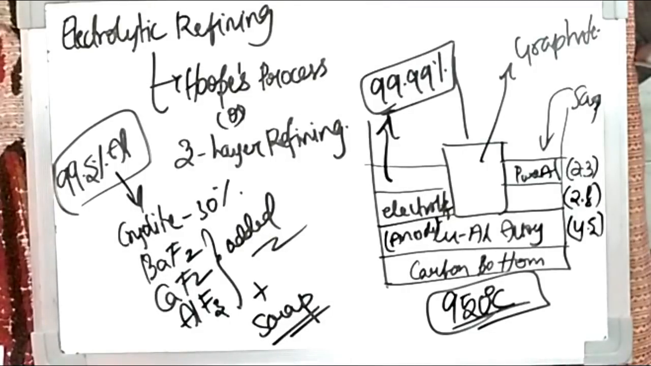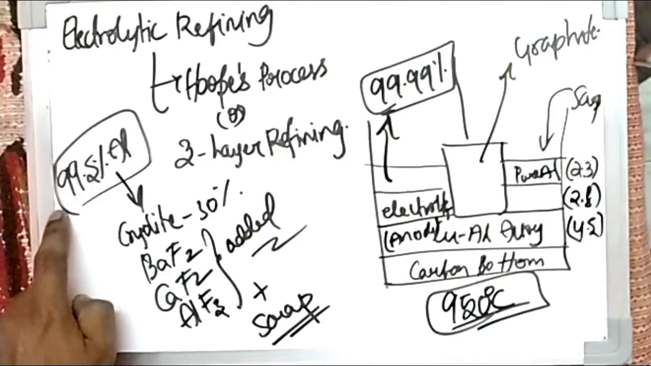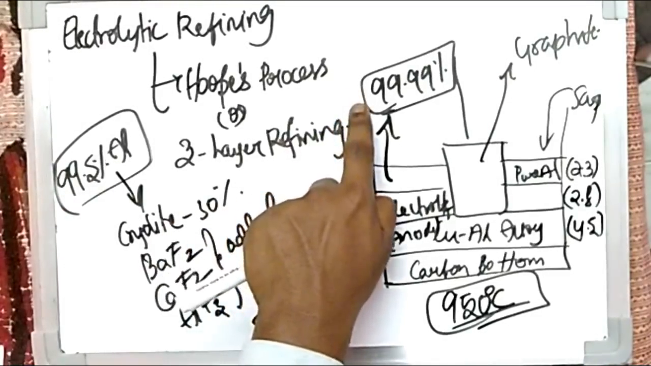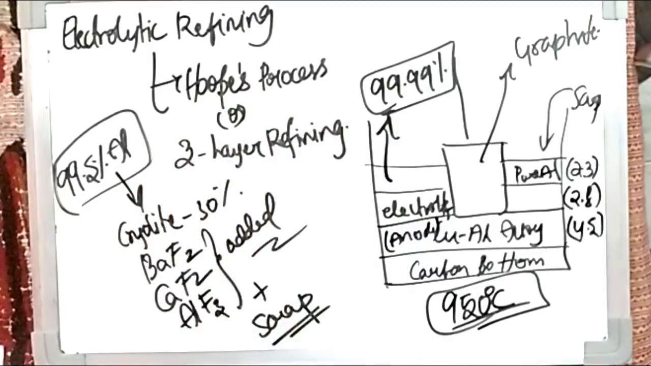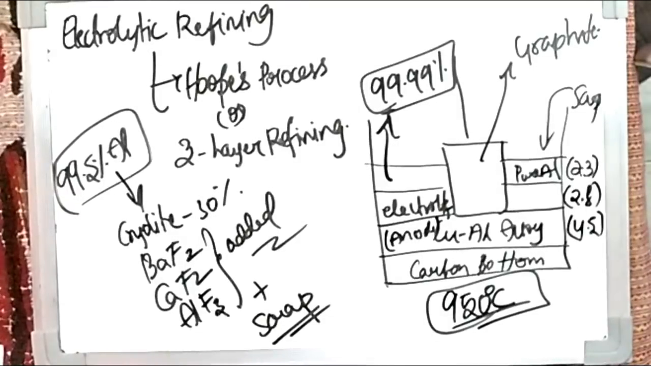So finally we have completed the flowchart. From the Bayer process we convert bauxite to pure Al2O3, in the Hall-Héroult process we convert pure Al2O3 to metallic aluminum of about 99.5% purity, and from that we convert to 99.99% using the Hoope's process or three-layer refining process. This is the most economical and universally accepted process for the extraction of aluminum. So with this we have completed the extraction of aluminum.